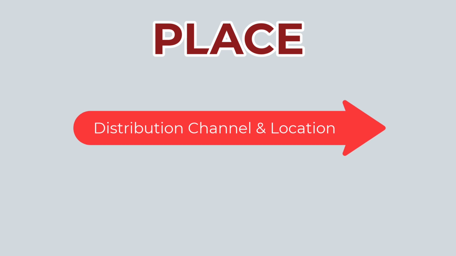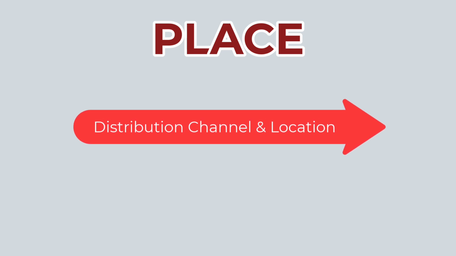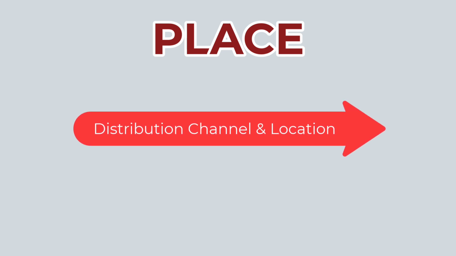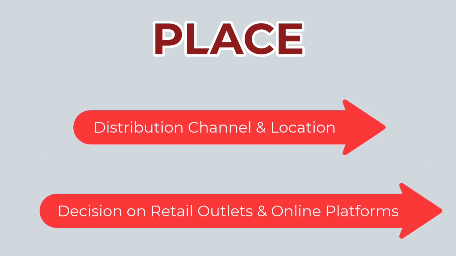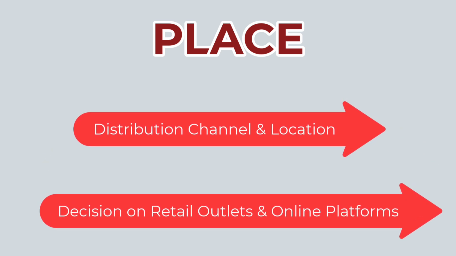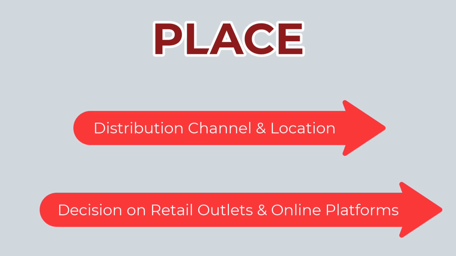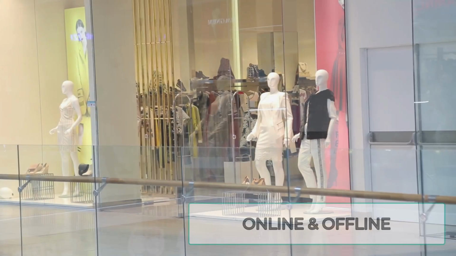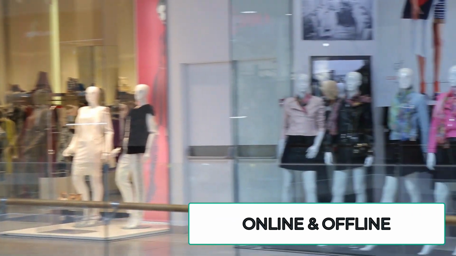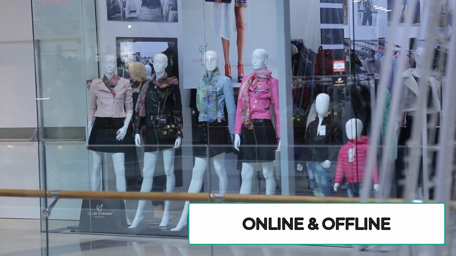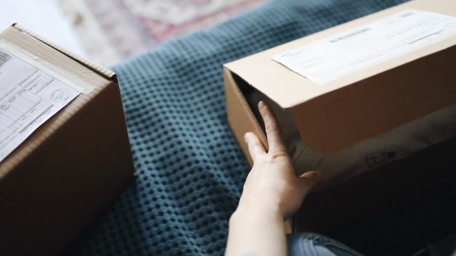Now let's discuss the third P, that is place. Place refers to the distribution channel and location where the customer can access a company's product or service. It involves decisions related to selection of retail outlets, online platforms, or channels to make the offering available to its customers. For instance, a clothing brand may choose to sell its products through both physical stores and e-commerce websites to reach a wide customer base.